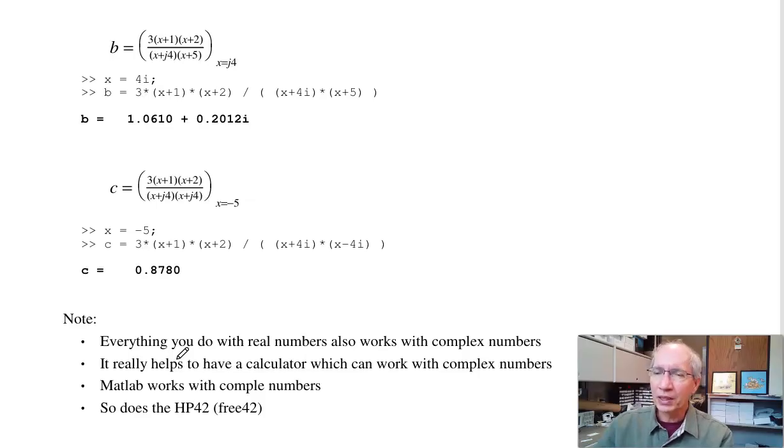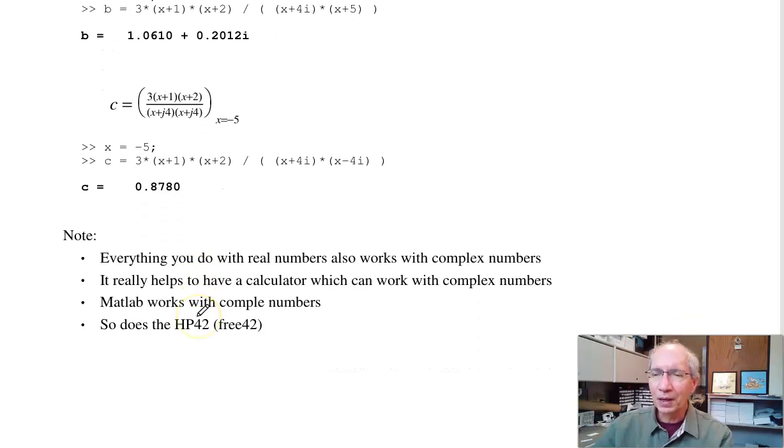So everything we do with real numbers works with complex numbers as well, just to get complex numbers. The one catch is when you get to in-person tests, you need a calculator that can handle complex numbers. HP42 works great. It's a free app on your cell phone. If your calculator doesn't do it, you need a calculator that can do complex numbers.